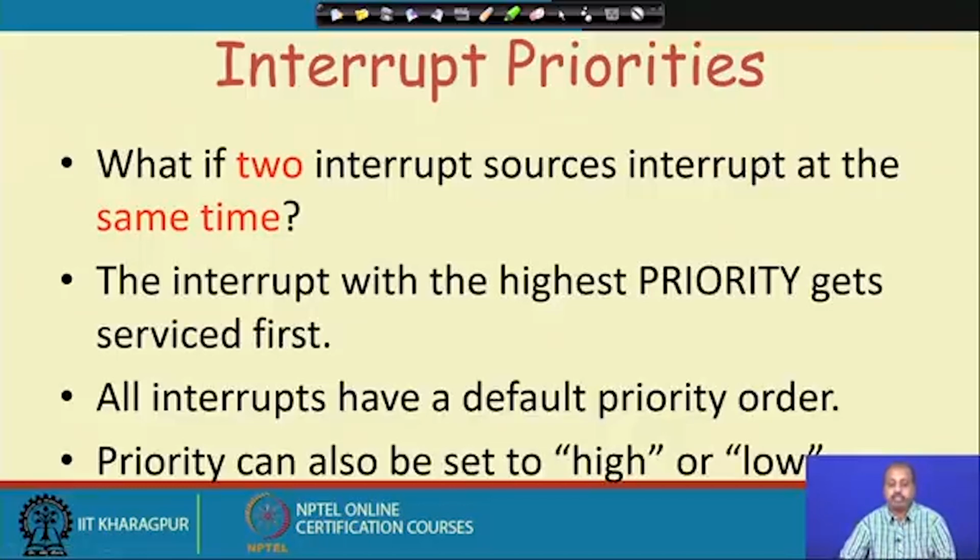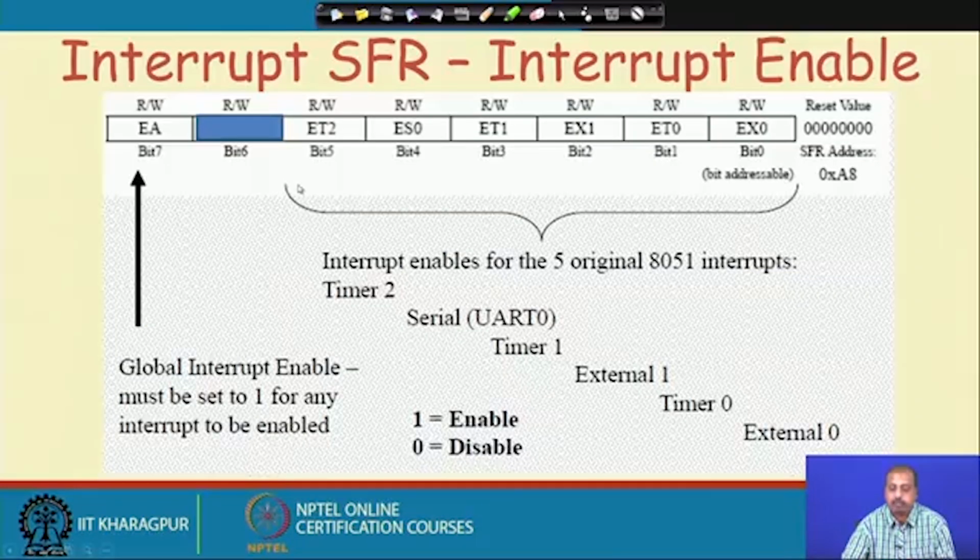Next we look into the interrupt priorities, like what if two interrupt sources interrupt at the same time. In case of 8085, there is a priority setting, and we have seen that TRAP has got the highest priority, and that is a non-maskable interrupt, then 7.5, 6.5, 5.5. They have got the priorities in that order. In case of 8051 also we have got the concept of priority. The interrupt with the highest priority will get service first, and all interrupts have a default priority order. Priority can also be set to high or low. So, these are the interrupt priorities.